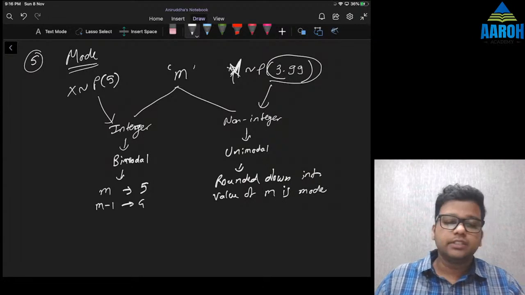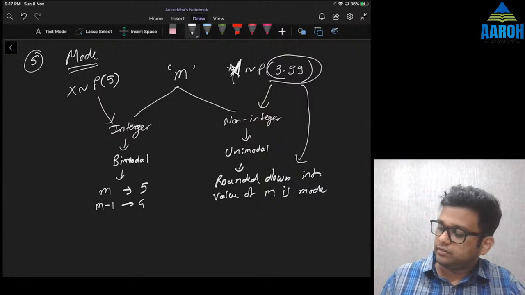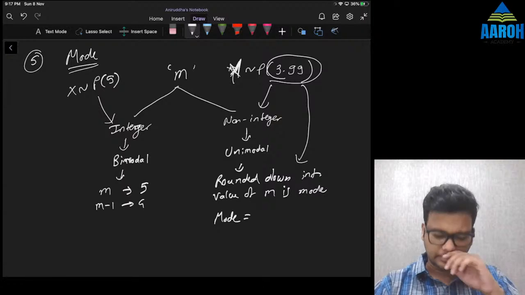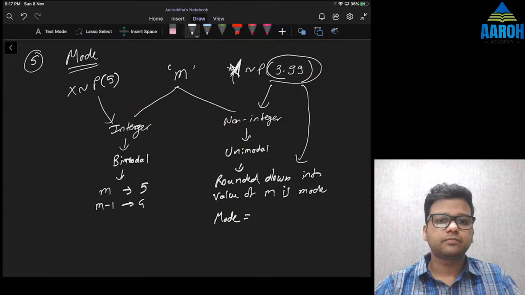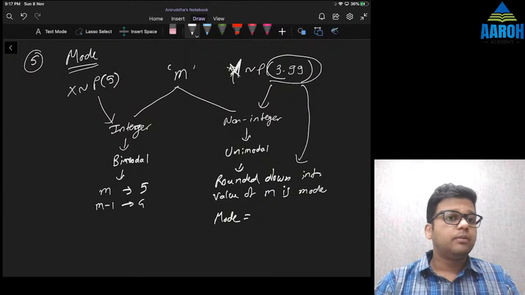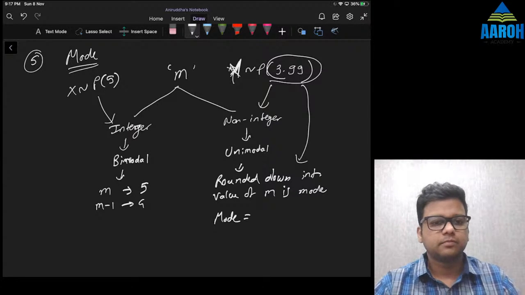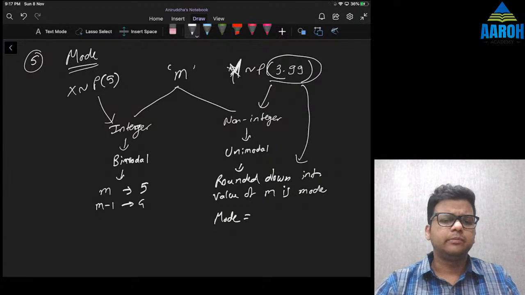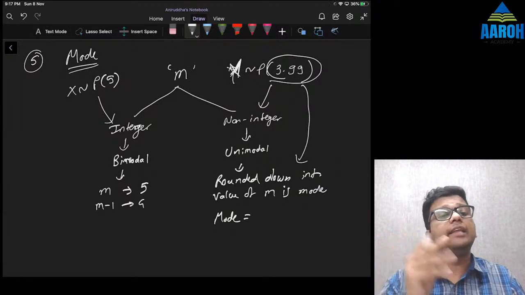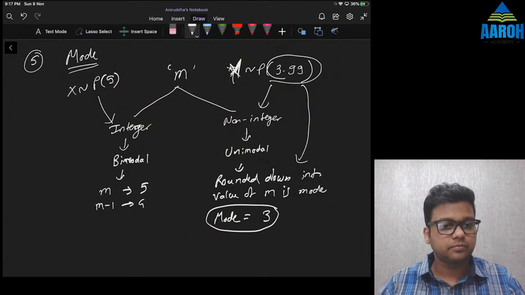Can you tell me what will be the mode for this? Rounded down integer value. So what will be the mode of this Y? Anyone? Answer: 3. 3 is correct, because even if it is 3.9999, you always have to round it down, never up. Okay, so 3 is the mode.